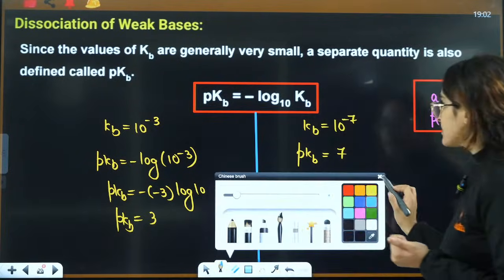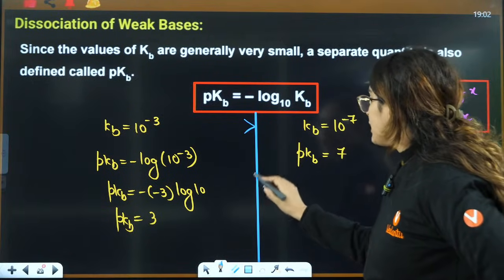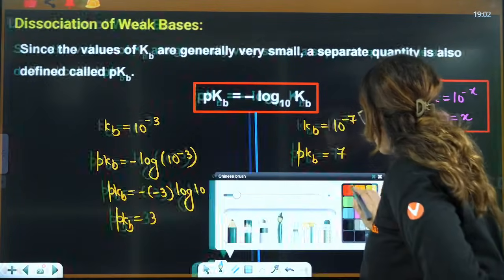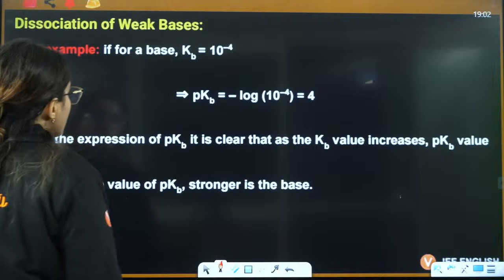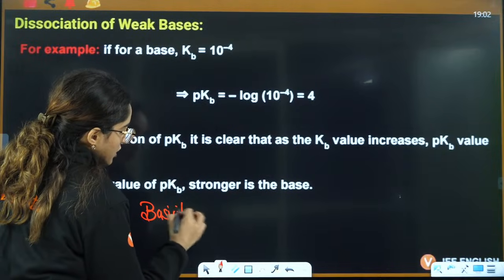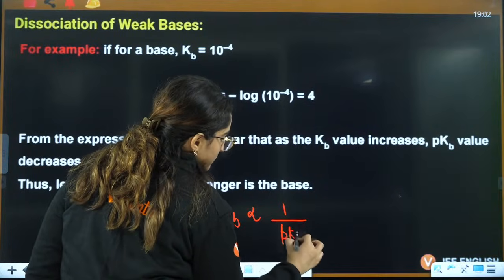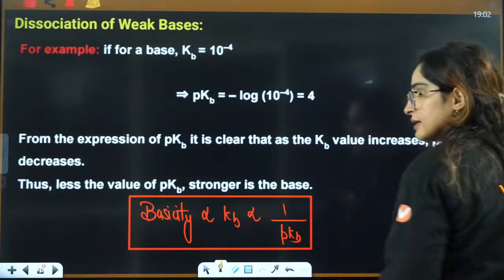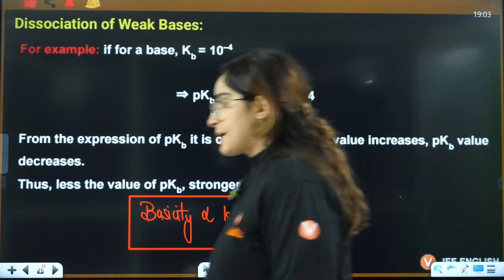Now you can see that the Kb value of the first one was greater, but the pKb value of the second one is greater, right? That means we can write one more thing over here, that basicity is directly proportional to Kb, which is inversely proportional to pKb, right? Okay, tell me, is that clear, students? This is also important, right?